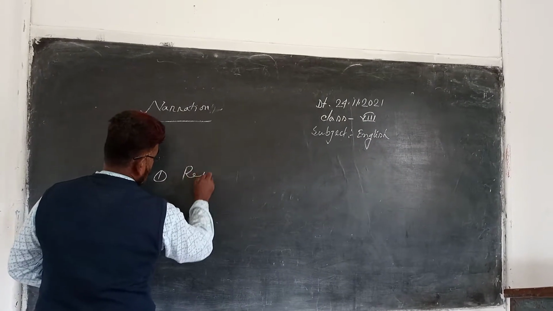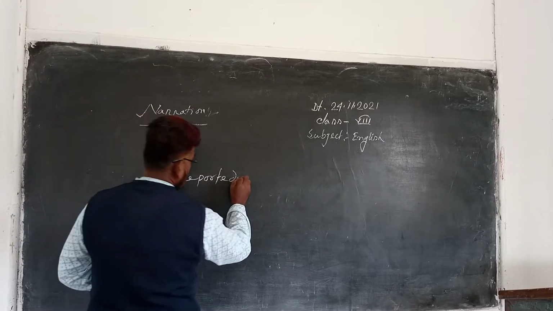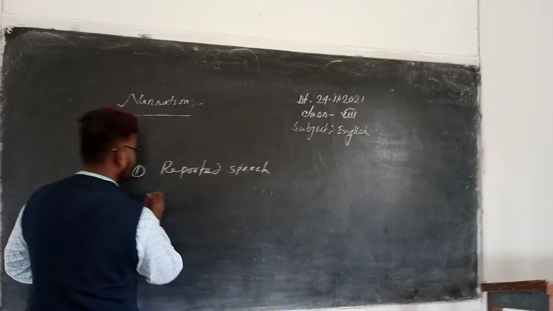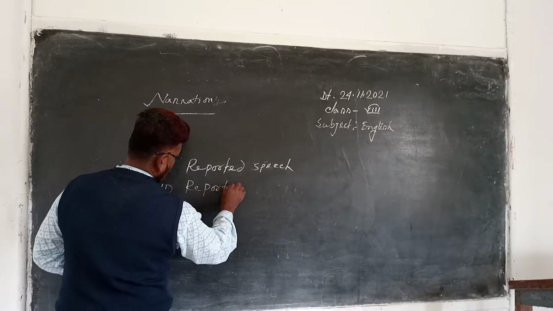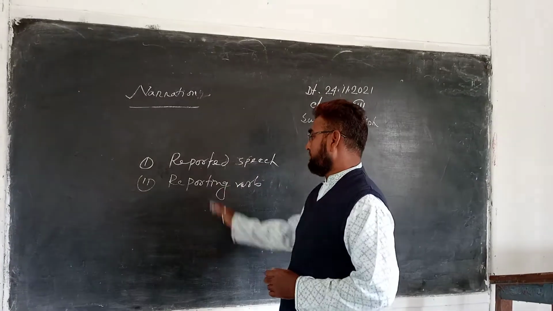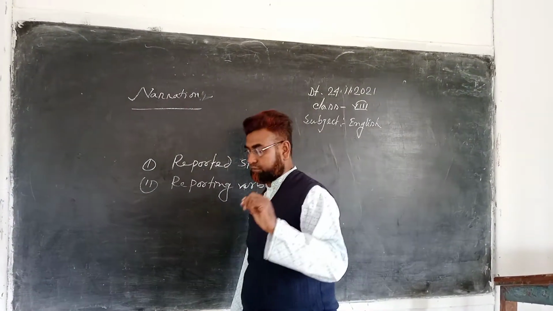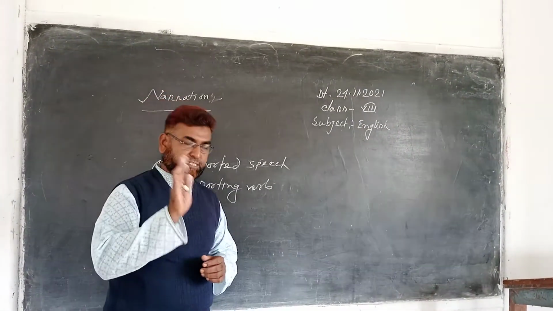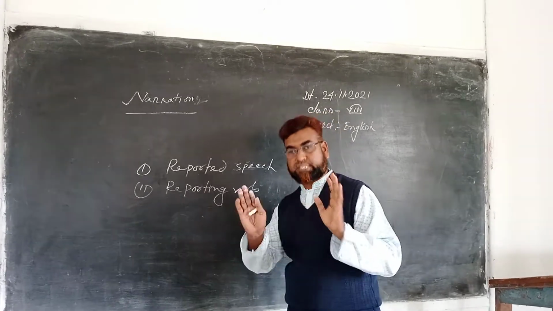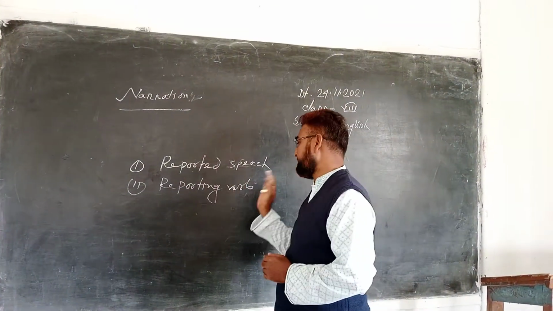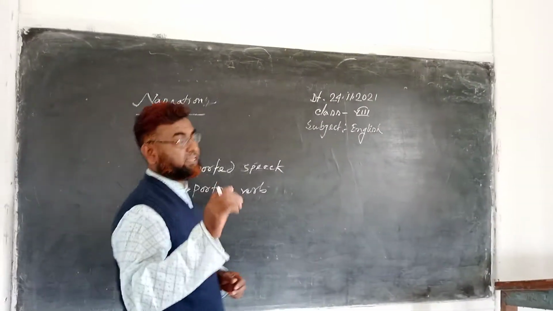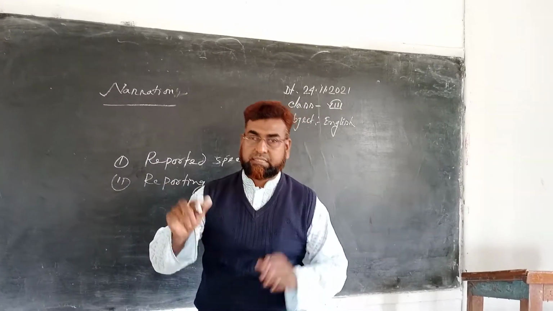One part is reported speech, and another part is reporting verb. So now we have to know what a reporting verb is. In a reporting verb, we get two sections, one speaker and another listener. Now we can say what reported speech is: when a speaker says something for the listeners, that is reported speech.